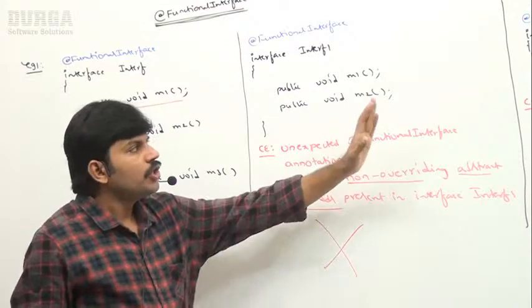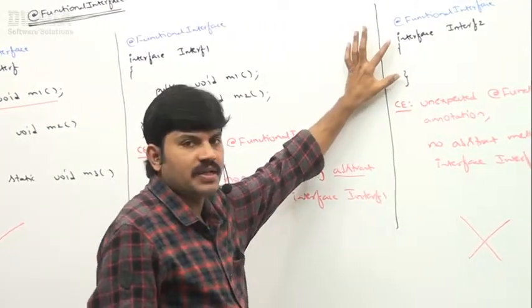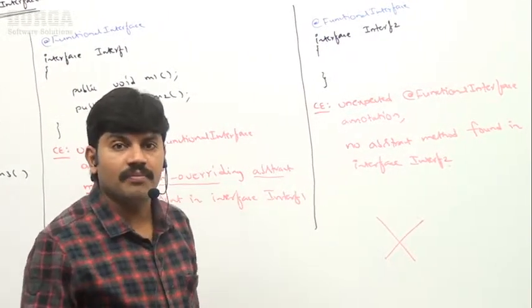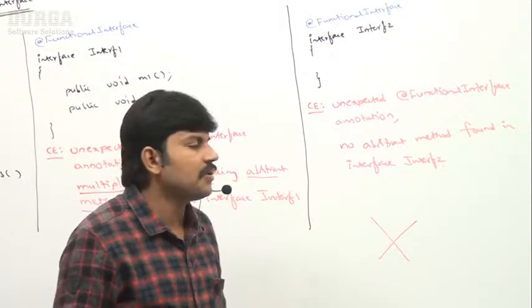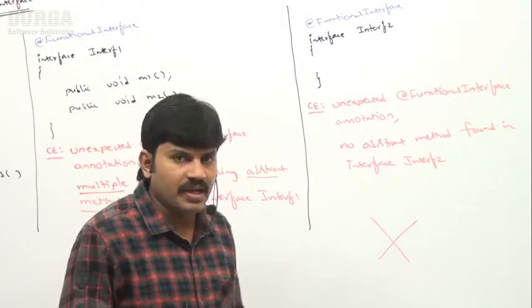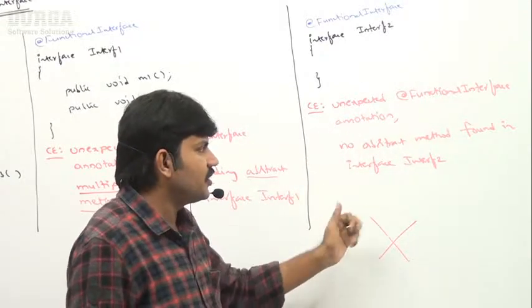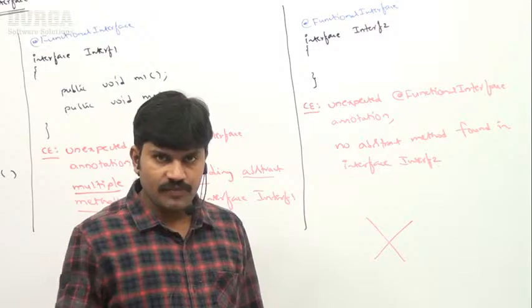This is the problem. Here I declared this interface explicitly as a functional interface, but I didn't keep a SAM, a single abstract method. That's why it is a violation. Once again, immediately the compiler will give an unexpected @FunctionalInterface annotation error: no abstract method found in interface Interf2. Is it clear for all of you?